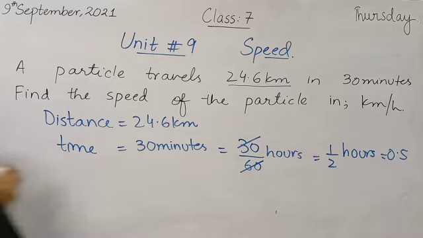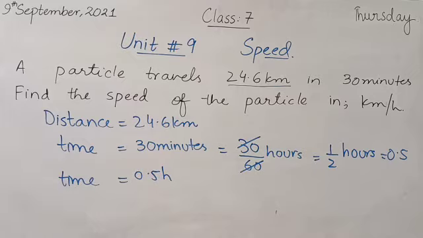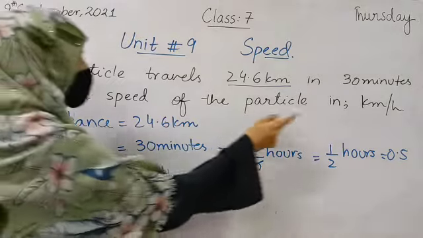So now time will be 0.5 hours. We have distance as 24.6 kilometer and the time is now 0.5 hours. You can see how many minutes are there in an hour? 60. And we have 30 minutes, half of an hour. So, we can directly write time is equal to 0.5 hours. Now, what is the next line? Find the speed of the particle.